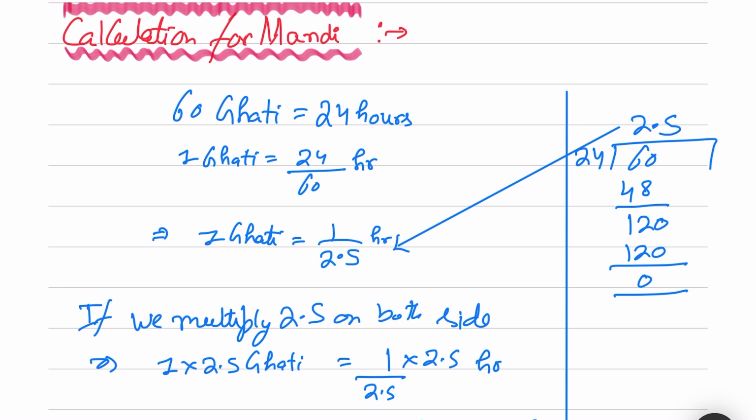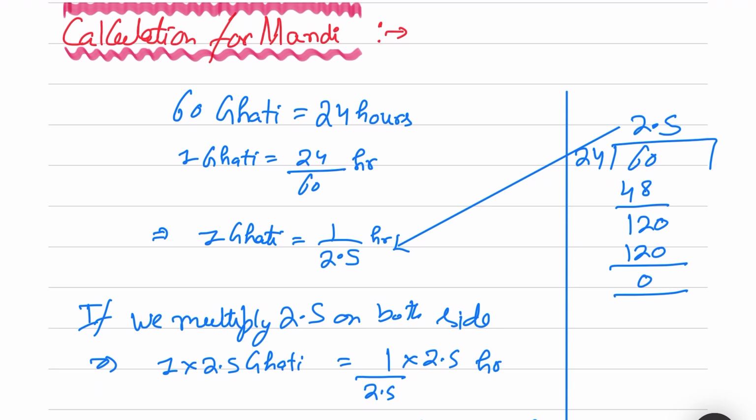Hi all, today we will learn the calculations for Mandi for Upgraha, which is covered on page 168 of our book Astronomy and Mathematical Astrology by Shri Deepak Kapoor ji. So there we will learn how to do the calculation for Mandi.